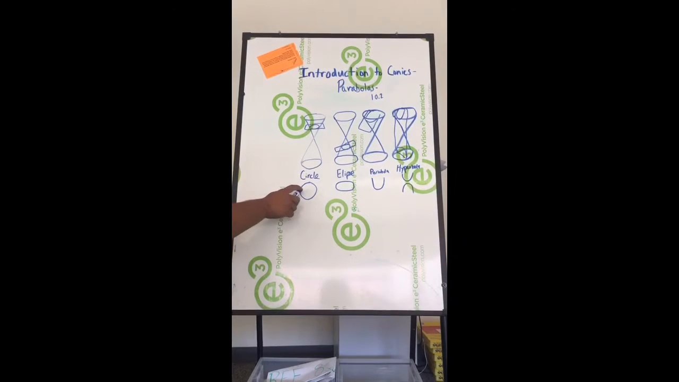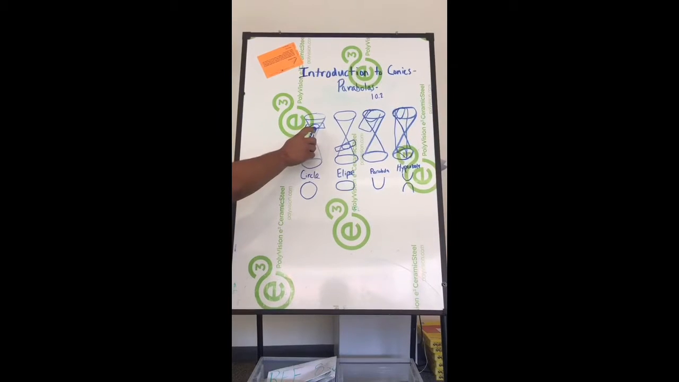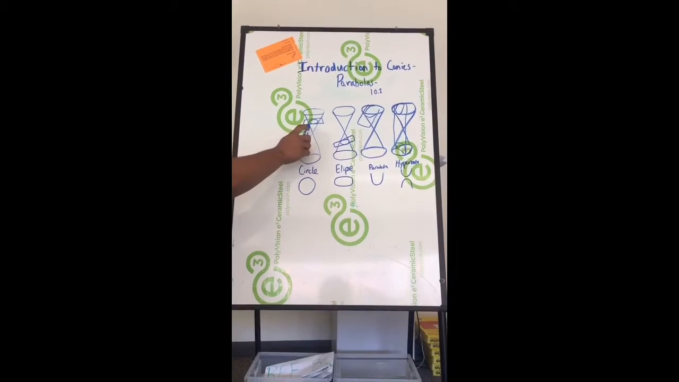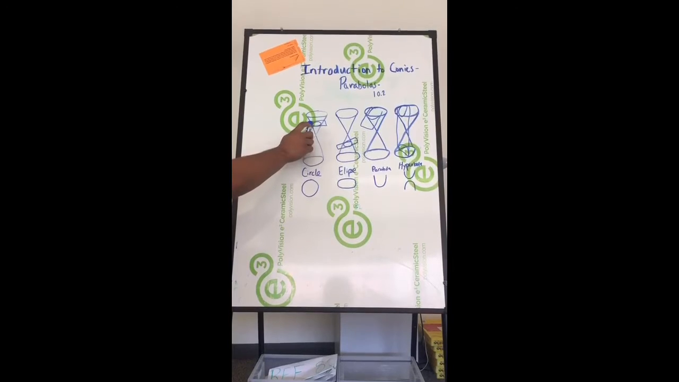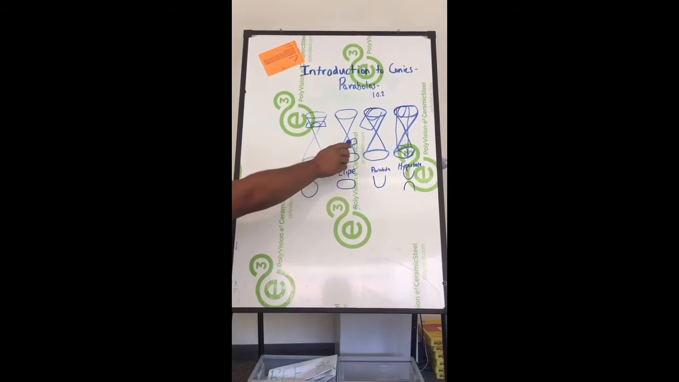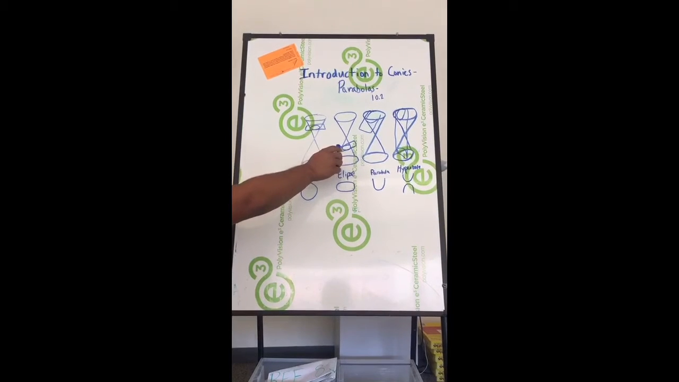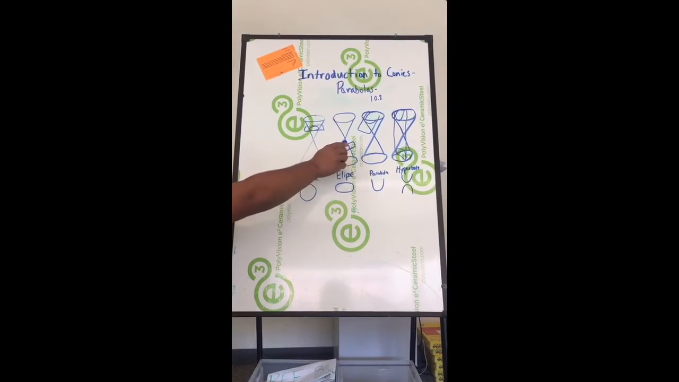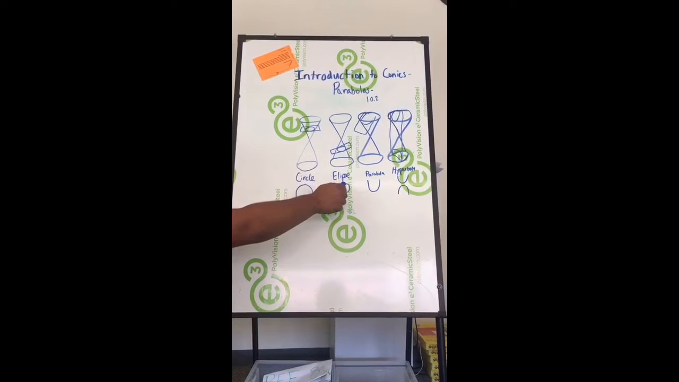First is a circle, and you can see that here: when you intersect the plane and it's parallel to the end of the cone, you're going to get a circular figure. The second is when you tilt that plane slightly, but it still goes completely through one of the cones, and what you're going to get is an ellipse.